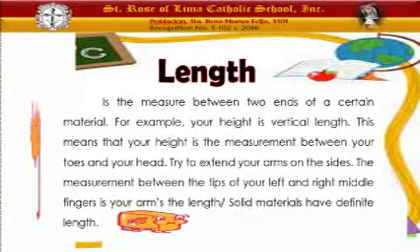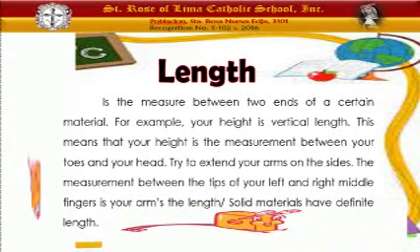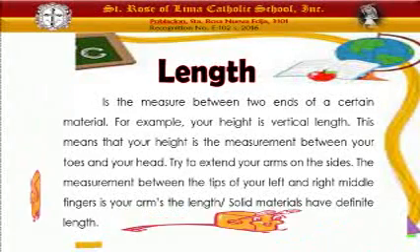So let's talk about length. So length is the measure between two ends of a certain material. For example, your height is a vertical length. This means that your height is the measurement between your toes and your head. So try to extend your arms on the sides. So the measurement between the tips of your left and right middle finger is your arm's length. So solid materials have definite length.